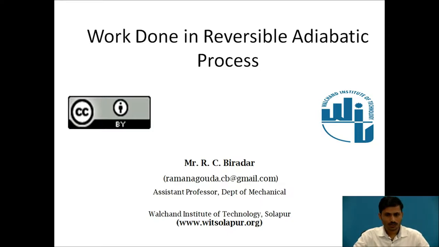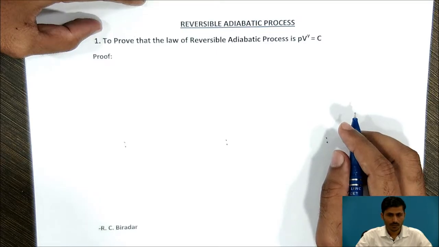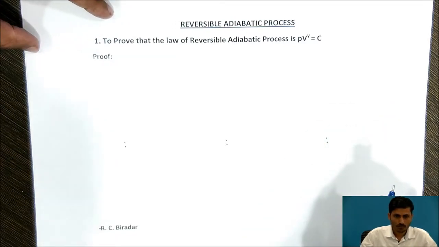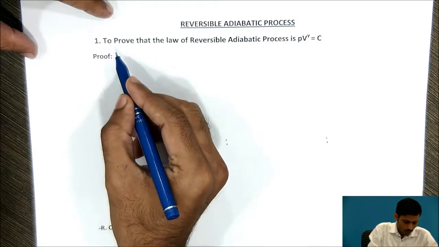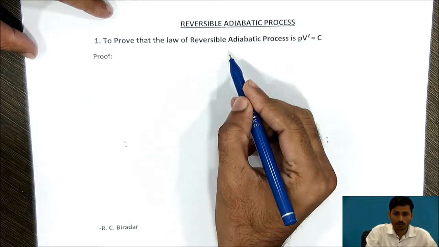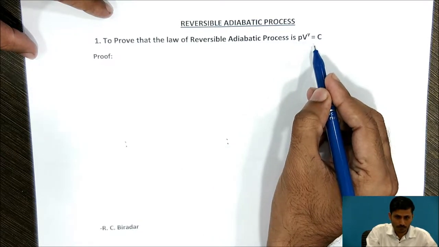So in this video we will see how to calculate the work done in a reversible adiabatic process. At the end of this session, students will be able to determine the work done in a reversible adiabatic process. Let us see how to derive the formula for work done. Before that, we are going to prove the law of the reversible adiabatic process, that is PV raised to gamma equal to constant.